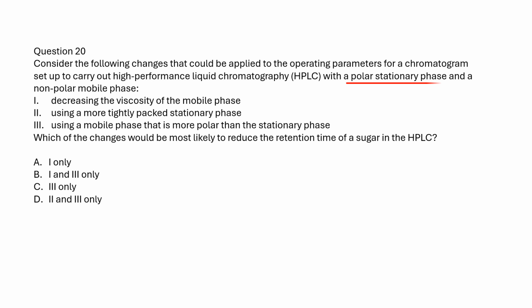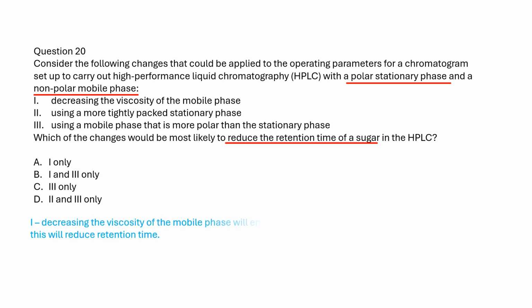The keywords are a polar stationary phase and a nonpolar mobile phase. A sugar is a polar molecule. So, sugar is like a stationary phase. State the methods to reduce the retention time of a sugar. Decreasing the viscosity of the mobile phase will enable it to move through the column more quickly. This will reduce retention time. So, number 1 is correct.